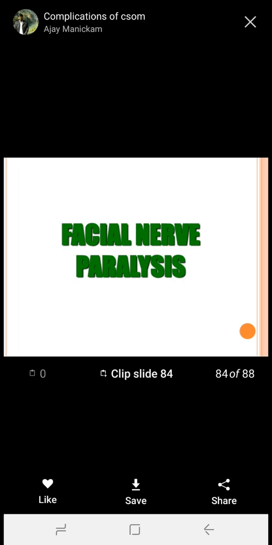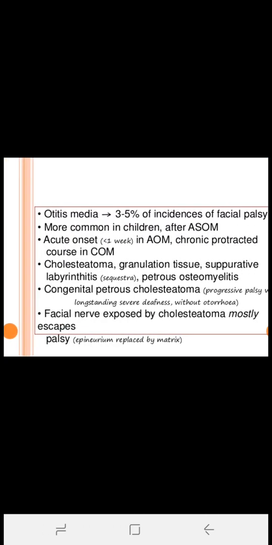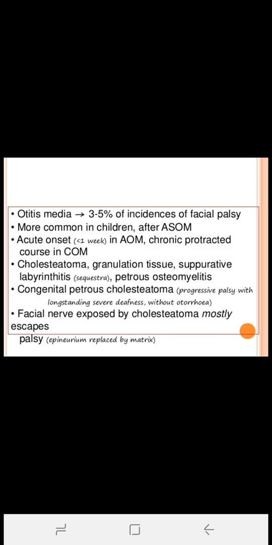Now the last one is facial nerve paralysis. As we all know, the facial nerve path is through the walls of the middle ear. So, when the infection is there within the middle ear, or when the facial canal that is surrounding the facial nerve is eroded due to infection or cholesteatoma, the facial nerve gets involved. Now, in otitis media, there is 3 to 5% incidence of facial palsy.